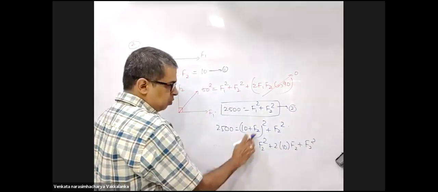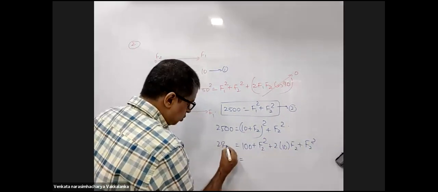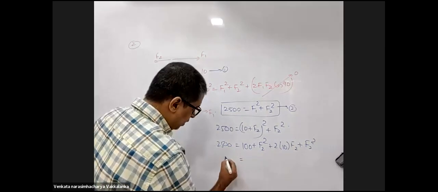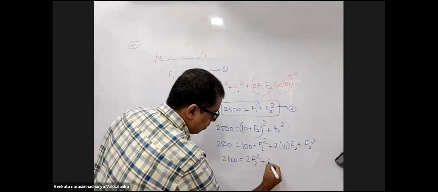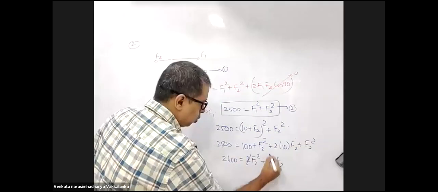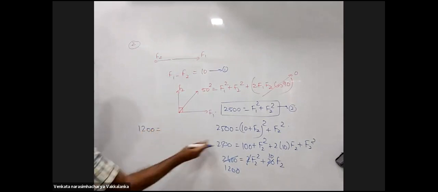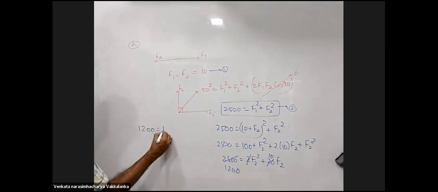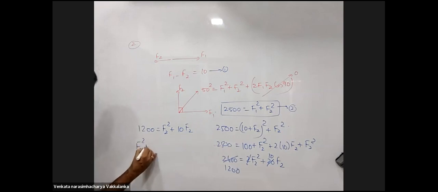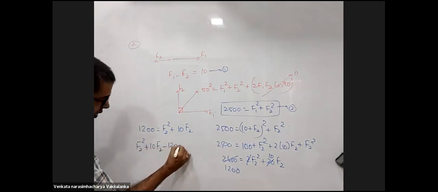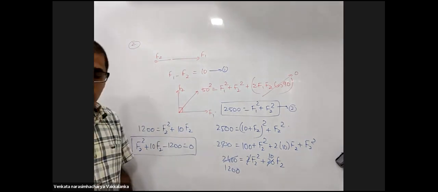A plus B whole square, A square plus B square plus 2AB, plus F2 square. This is 2500, right? Bring 100 to the left, 2400. This will be 2F2 square plus 20F2 equals 2400. Divide by 2: 1200. Not fair that you are making me do the simplification. So F2 square plus 10F2 minus 1200 equals 0. People who cannot solve this quadratic, please raise your hands.